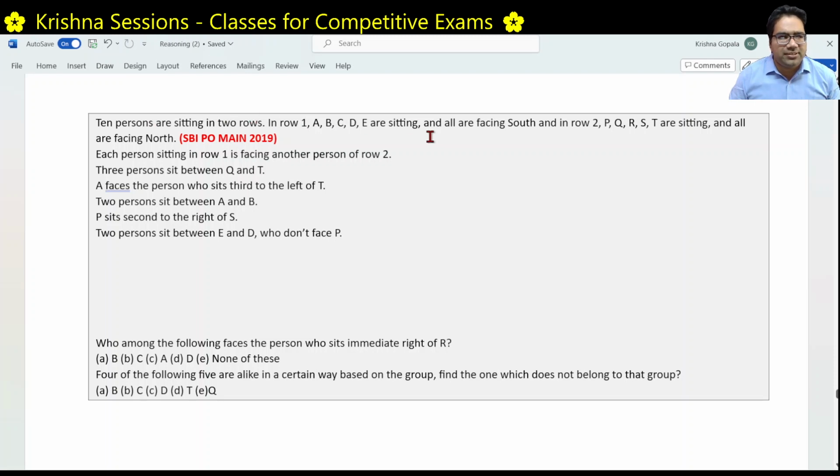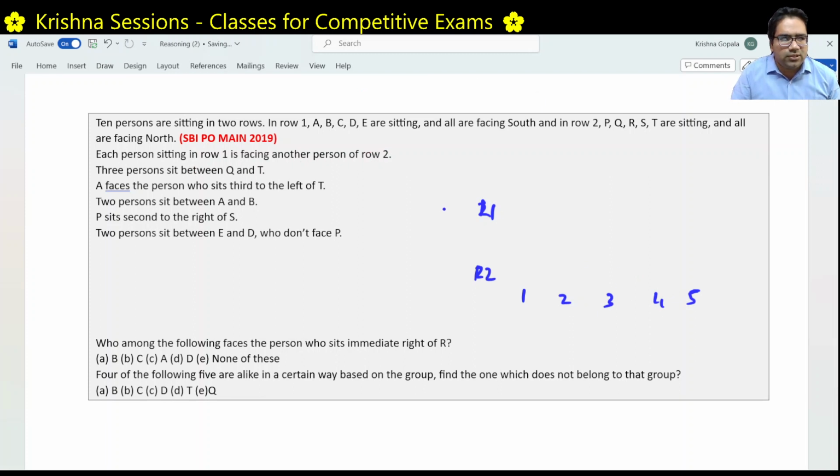In row 1, A, B, C, D, E, all facing south. And in row 2, P, Q, R, S, T, all facing north. Very good. So this is row 1. This is row 2. And we have seats 1, 2, 3, 4, 5. Each person sitting in row 1 is facing another person in row 2.